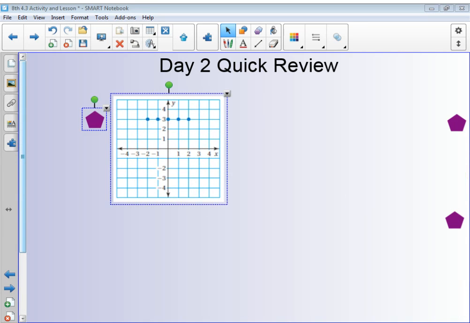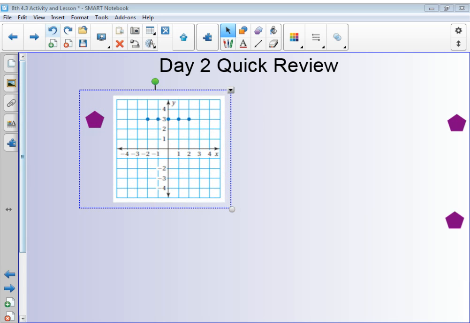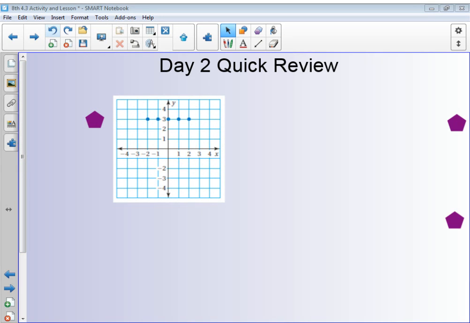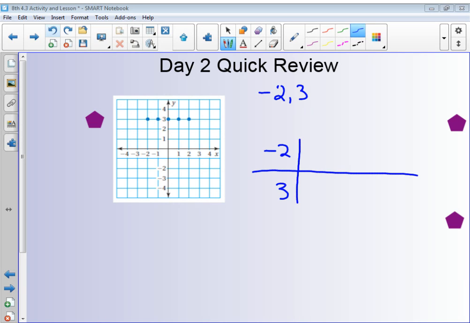Okay, so here's our next one. They want us to write an equation for this one. So we don't have a table here. Could I create a table? Sure. I'd go over to -2, up to 3, or it would look like this if I set it up in a table that you just got done with. Over to -1, up to 3. Okay, over to 0, up to 3, you see the pattern. All of our Y's are equaling 3.